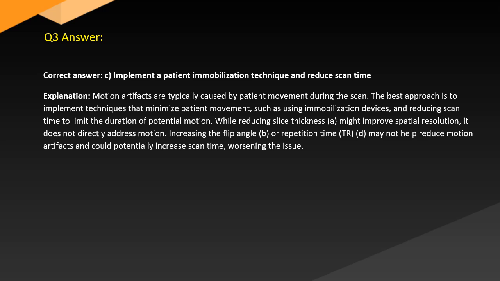While reducing slice thickness might improve spatial resolution, it does not directly address motion. Increasing the flip angle (B) or repetition time (TR) (D) may not help reduce motion artifacts and could potentially increase scan time, worsening the issue.